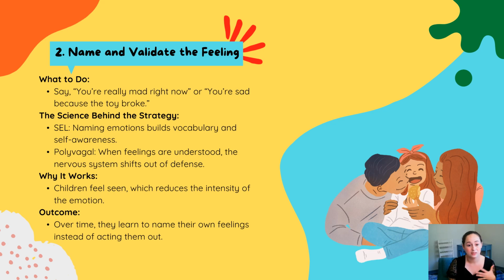The next thing we want to do is validate the feelings. So instead of telling your child to stop crying or calm down, describe what you see. You're frustrated because the game ended. You're sad about leaving the park. This helps them to connect the physical feeling in their body to the right words. SEL calls this building emotional vocabulary and self-awareness. Polyvagal theory tells us that feeling understood helps the body leave a defensive state. This doesn't mean you agree with their behavior or that you have to justify their behavior. It means that you're helping them label their emotions so they can learn to manage them better over time.